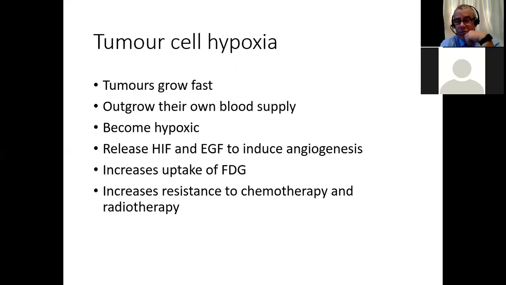So tumor cells, because they grow quickly, outgrow their blood supply. And when that happens, oxygen levels drop, what we call hypoxia. And this releases various different peptides, hypoxia-inducible factor, and epidermal growth factors. And these try to get new blood vessels to grow in.